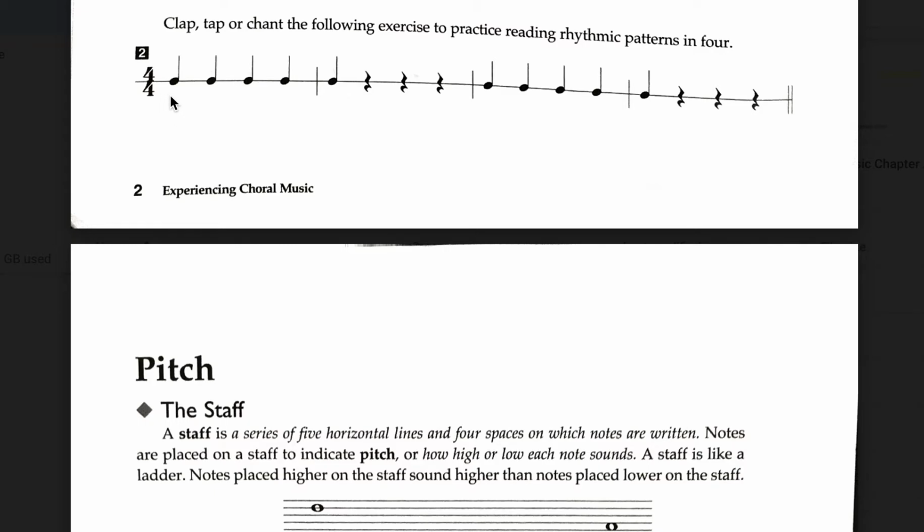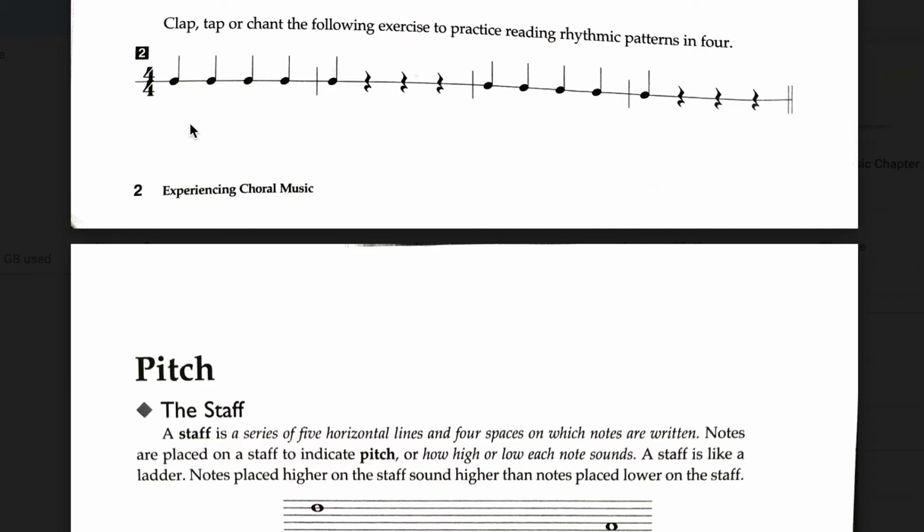Here we go. Ta, ta, ta, ta, ta. Ta, ta, ta, ta, ta. Let's try this again and just count to 4, and then we're going to start over. So this measure would be 1, 2, 3, 4. So just count to 4 each one. Ready? Here we go. 1, 2, 3, 4.